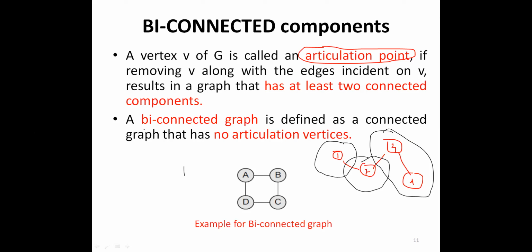A biconnected graph is defined as a connected graph that has no articulation vertices. Even if you delete a vertex along with its edges, it should not affect the connection of the graph. In any way, it will be connected through some other vertices. Then we can say it is a biconnected graph.